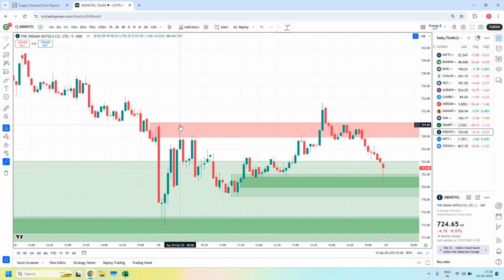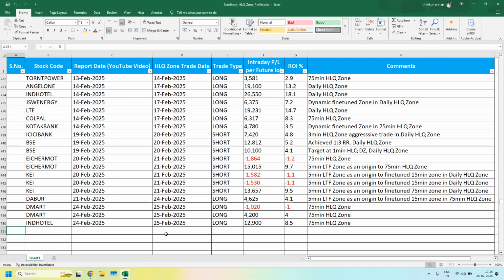And this is the way Indian Hotels gave you a profit, 12,900 rupees profit, which is 8.5% ROI. Excellent trade.